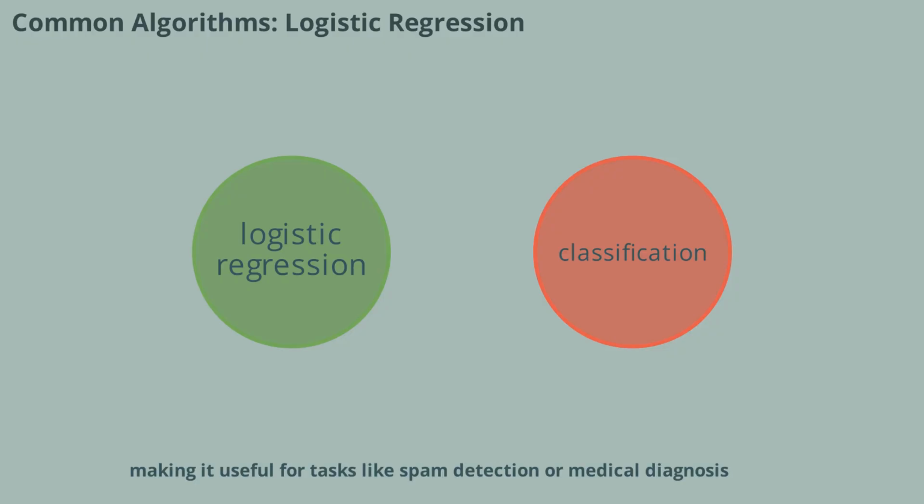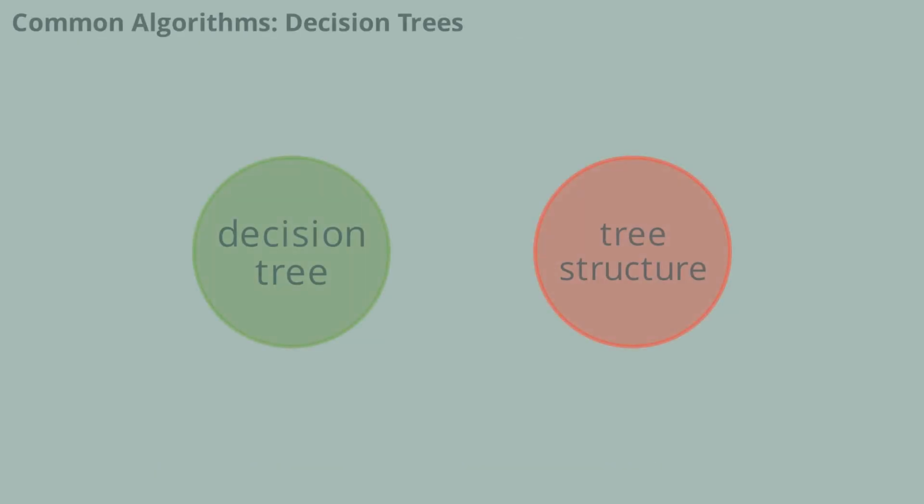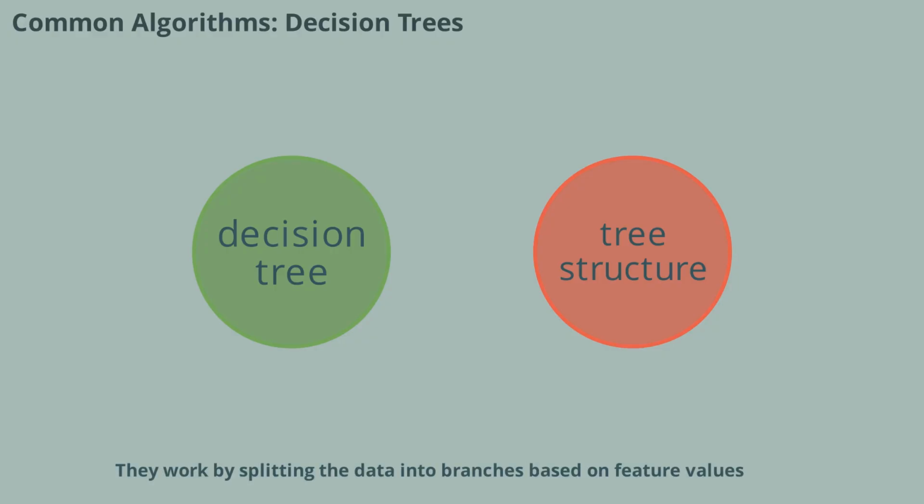Decision trees are versatile supervised learning algorithms that can handle both classification and regression tasks. They work by splitting the data into branches based on feature values, creating a tree-like structure. Decision trees are easy to interpret and visualize, making them popular for many applications.